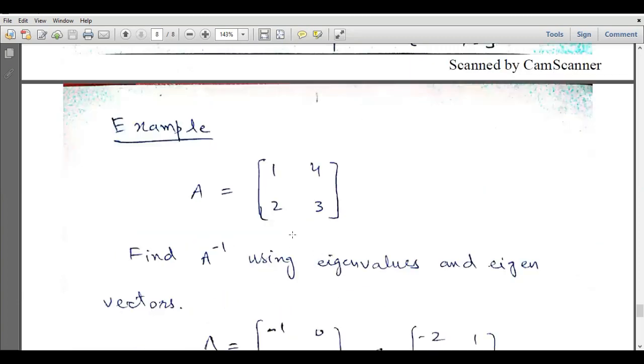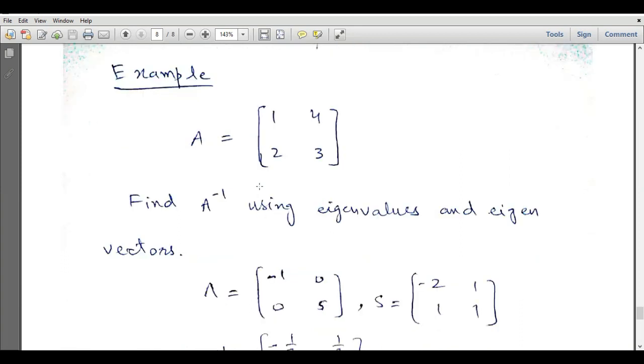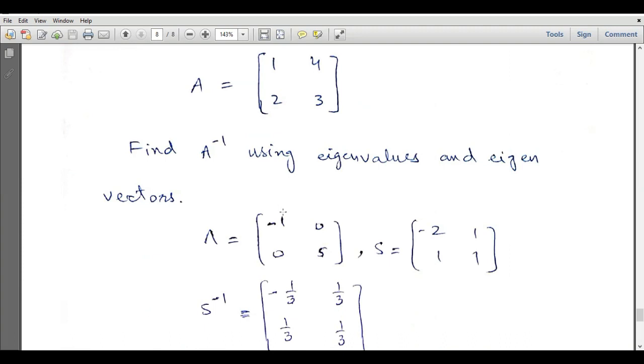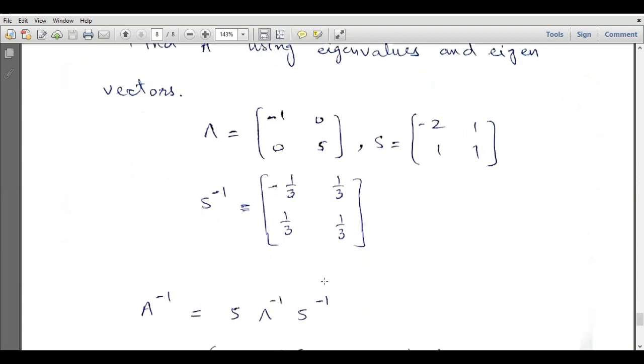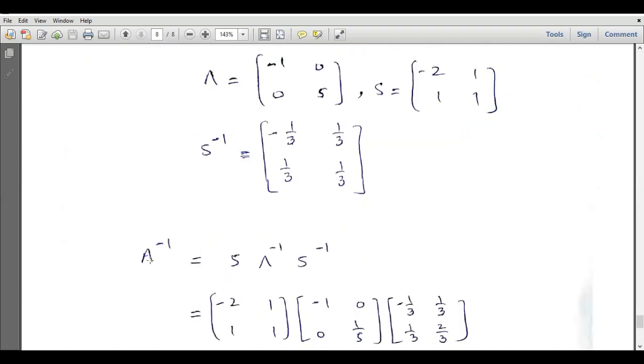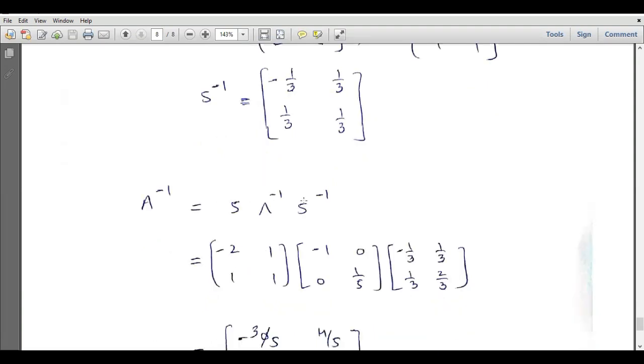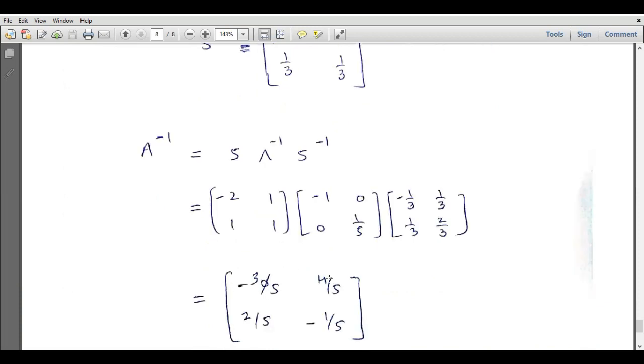So let's solve this example, and in this example, we will evaluate the inverse of this matrix A, and the two eigenvalues of this matrix are minus 1 0 0 5. This is the S matrix, matrix of eigenvectors, minus 2 1 1 1. And the inverse of this S matrix, S inverse, is equal to minus 1 by 3, 1 by 3, 1 by 3 and 1 by 3. So A inverse will be equal to S lambda inverse S inverse. We have all these three matrices. Let's multiply them together, and at the end we will get minus 3 by 5, 4 by 5, 2 by 5, and minus 1 by 5.